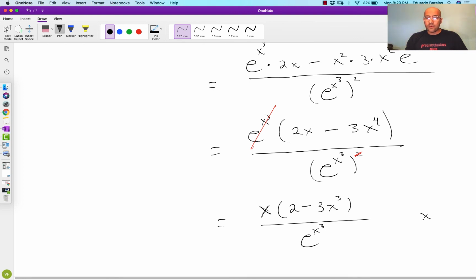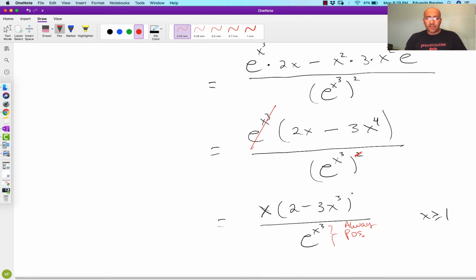Okay, remember this is only for x being greater than or equal to 1. Right? So for x being greater than or equal to 1, this is always positive. Any number that's positive being cubed is going to be positive. And then e to the power of any value really is positive. This is always positive. Right? So always positive.